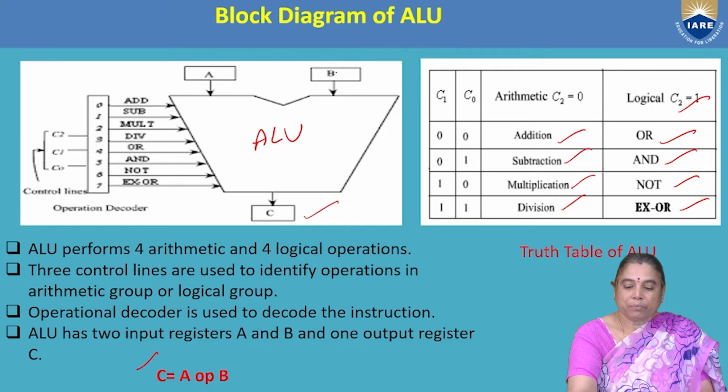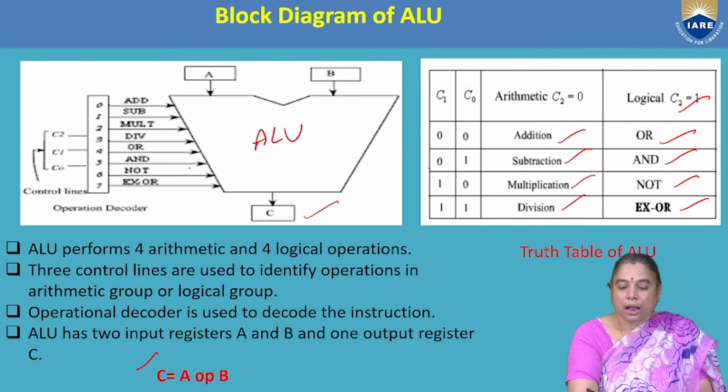So the two numbers have to be supplied with the two registers A and B. The operation can be selected via the control lines depending upon this truth table. And after applying the operation, the result that is generated can be stored in another register C. So C is equal to A operation B. So in this way, the arithmetic and logical unit performs the basic computational processing of the instruction.